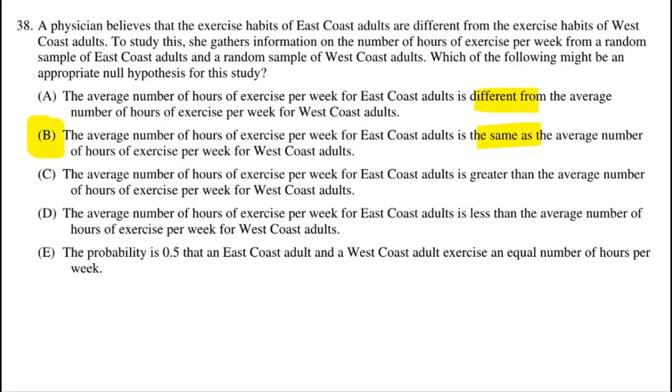C says that the East is greater. D says the East is less. Those are all possible alternatives if that's what they wanted to use. And then E is kind of a really throwaway one. So the probability is 0.5 that an East Coast adult and a West Coast adult equal a, okay, just forget that one. That one's clearly going to be wrong.